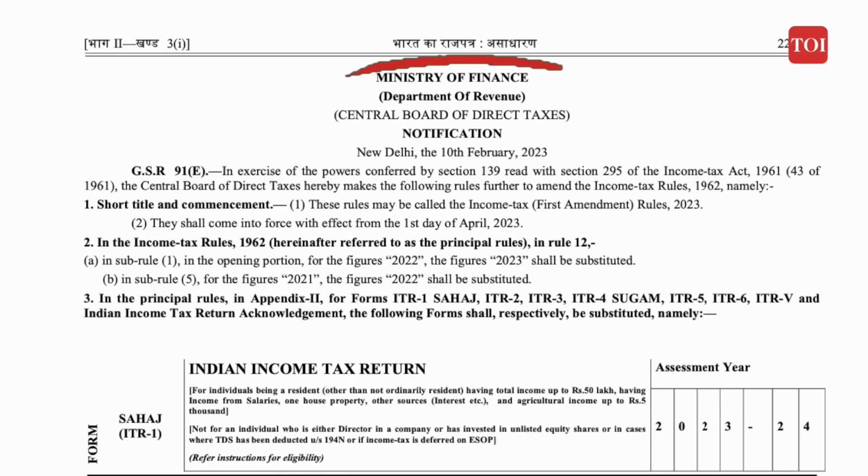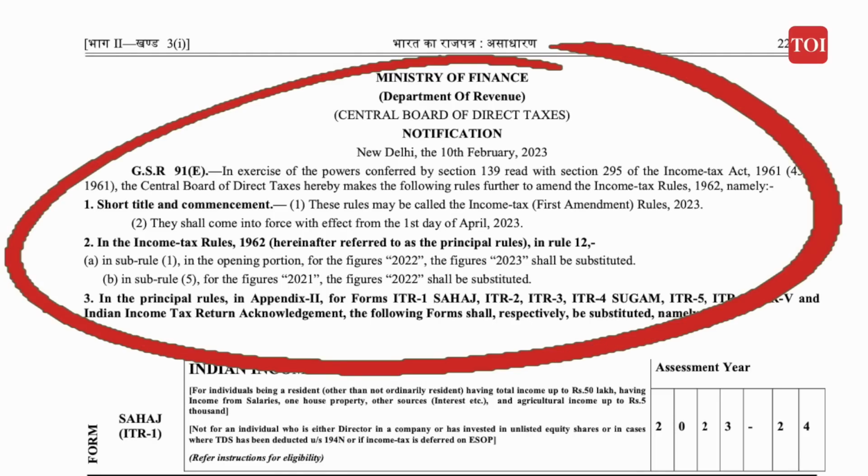The CBDT has released the new income tax filing forms for assessment year 2023-24. Today we have with us Shalini Jain. She's tax partner at EY India, and she's going to take us through what's new in these forms and what salaried and individual taxpayers should be looking out for.